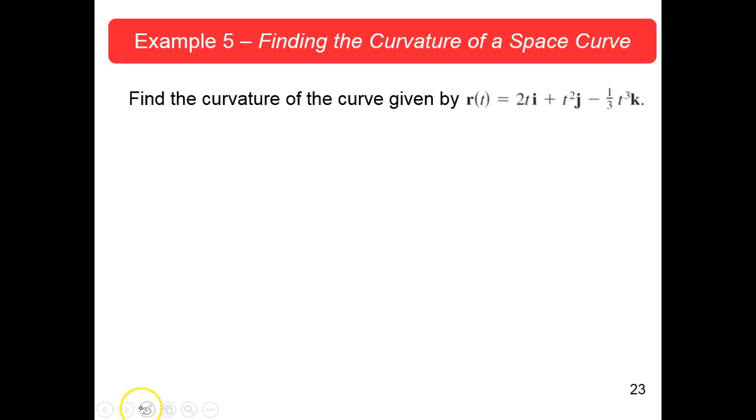So r prime of t would equal 2i plus 2tj minus t squared k. There's your r prime. R double prime is equal to 2j minus 2t k.